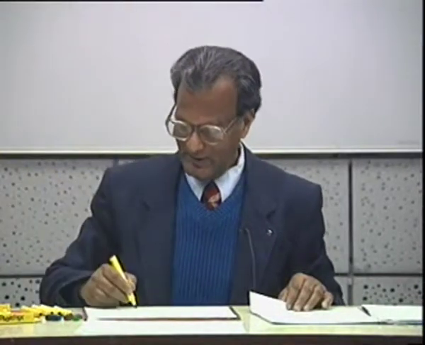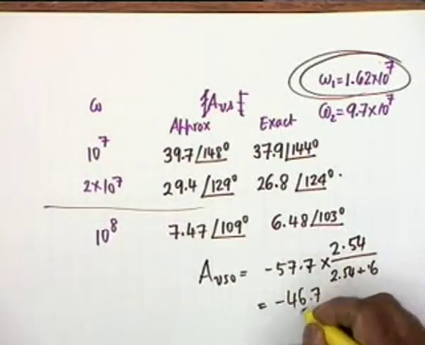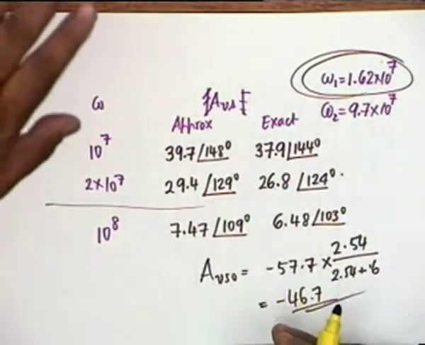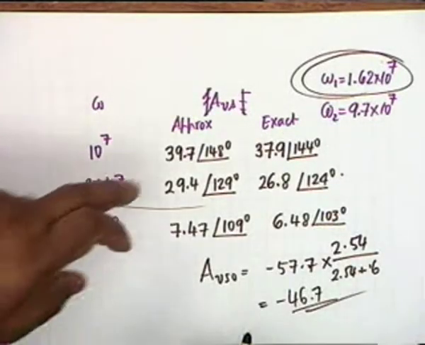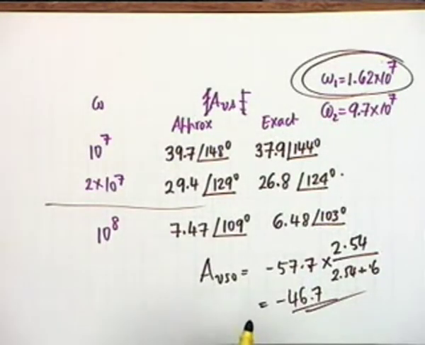Minus 46.7. Okay. So if at mid band we require 46.7, obviously we will not go beyond, let's say, 30 on this side. On the lower side also there will be a decrease of gain, which we shall calculate later.